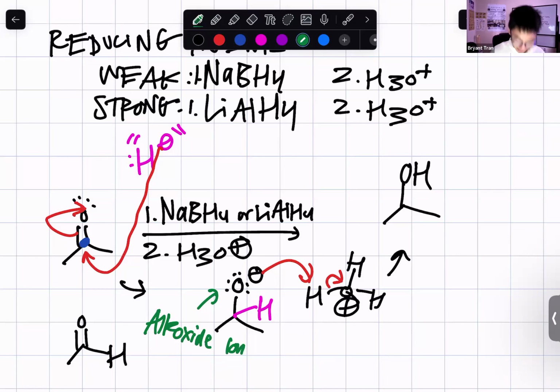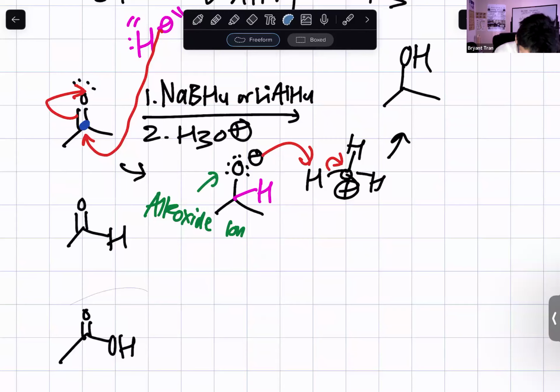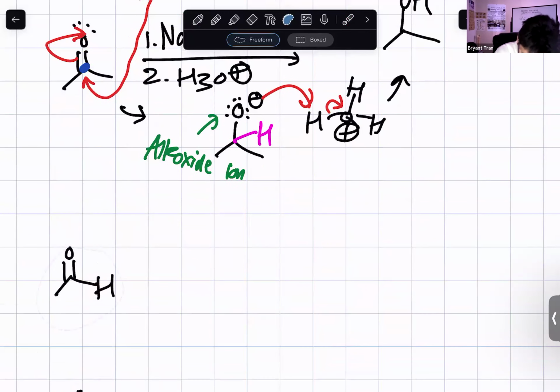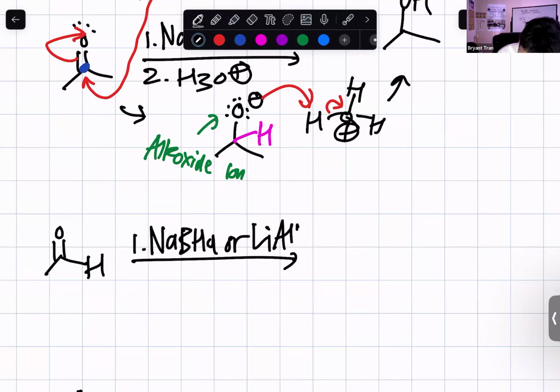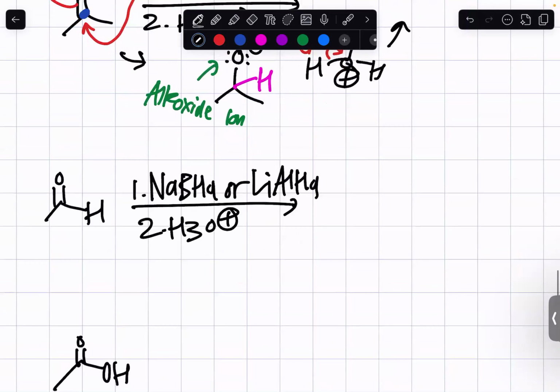Okay. So same for aldehyde. It does not matter what you use. You could use a weak reducing agent, sodium borohydride, or a strong reducing agent, lithium aluminum hydride, with the second step of acid workup. Now, let's have you walk through this mechanism for me. What would happen here? The hydride ion would come in to attack the electrophilic carbon.